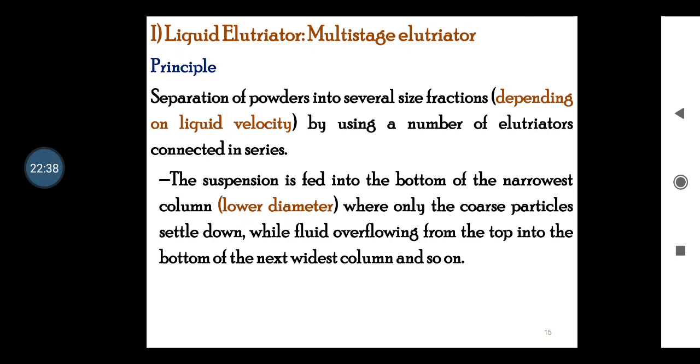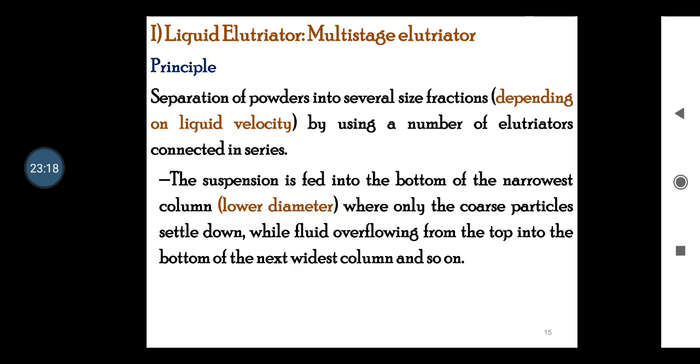The liquid elutriator, first one, is the multi-stage elutriator. As far as the principle of this multi-stage elutriator is concerned, the powder is separated into several size fractions depending upon the liquid velocity, by using a number of elutriators connected in series. The suspension is fed into the bottom of the narrowest column, that is the lowest diameter, where only the coarse particles settle down, while fluid overflows from the top into the bottom of the next widest column, and so on. So this is all about the multi-stage elutriator.